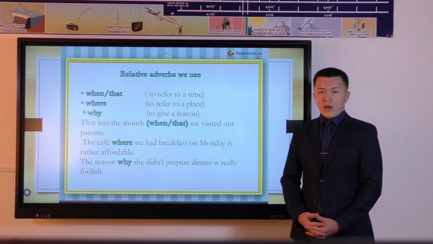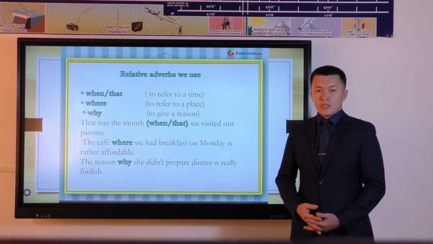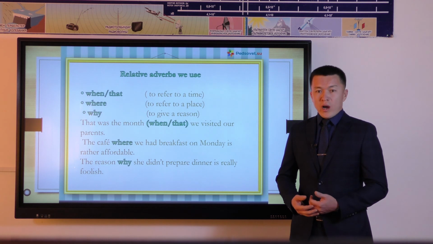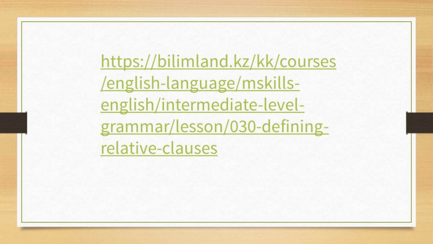The next one is why, which gives us a reason. The reason why she didn't prepare dinner is really foolish. And that's why we can see that the relative adverb why shows us the reason she didn't prepare dinner. Now, if you understand the rule of how to use relative pronouns, let's try to do some exercises.